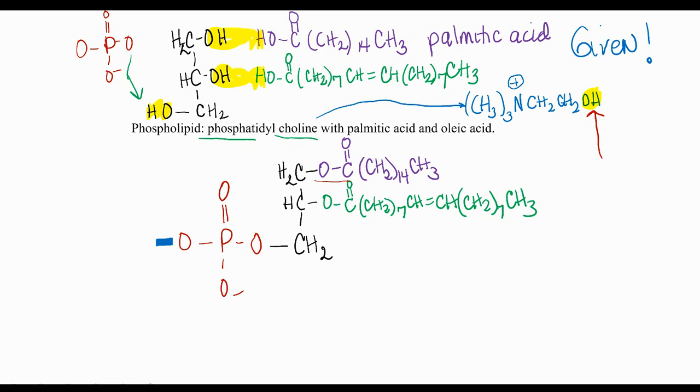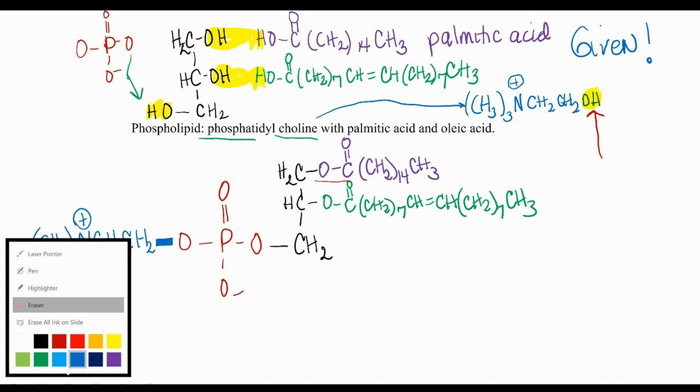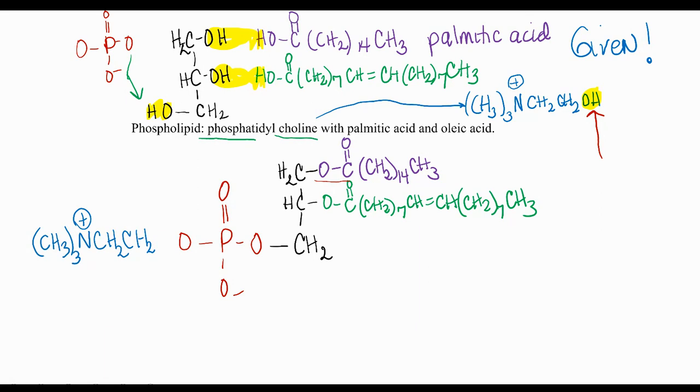Too thick there, huh? I'm not sure why that's highlighted so thickly. That looks very strange, so I'm going to try to erase that. Try to get back a more normal bond there. So that OH on the choline is removed.